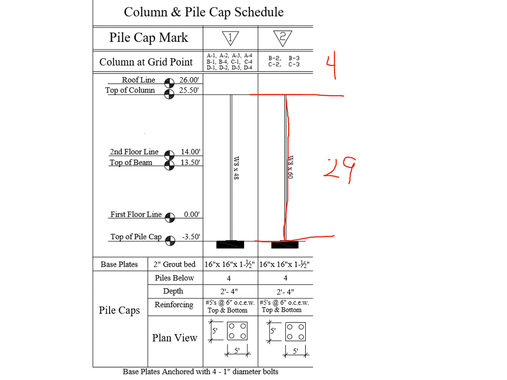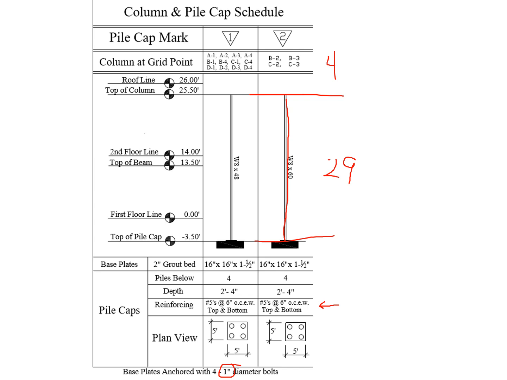Here's my information about my base plates. I'm using a 2-inch grout bed. My base plate is 16-inch by 16-inch by 1.5-inch thick. I got 4 pilings below it. The depth of the pile cap is 2 foot 4 inches. I'm going to place number 5 rebar at 6 inches on center each way. So I'm going to have top and bottom 2 mats of rebar, one at the top of it, one at the bottom of it. And there's a plan view. They're 5 foot by 5 foot pile caps. I'm using 1-inch diameter bolts. I have 4 of them. Okay, for the base plates.